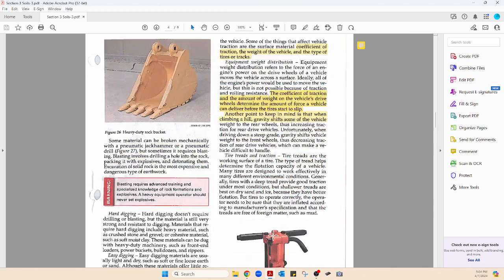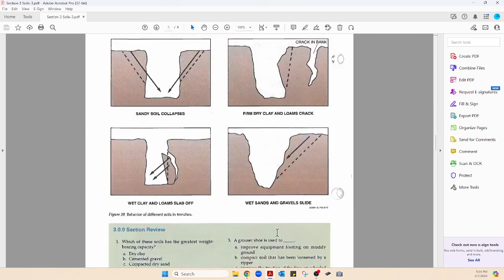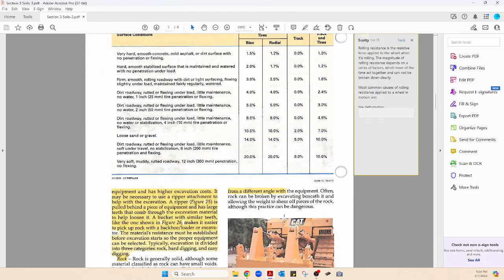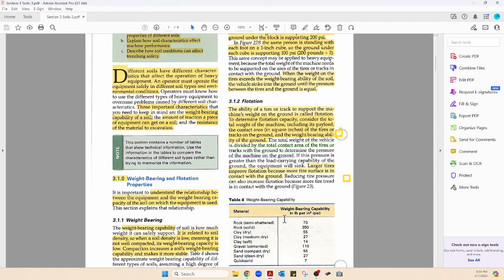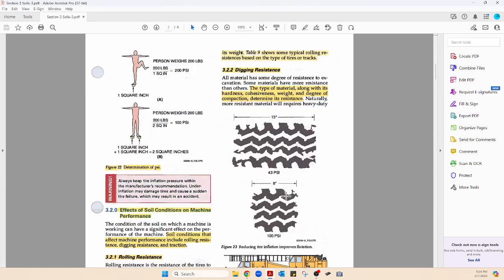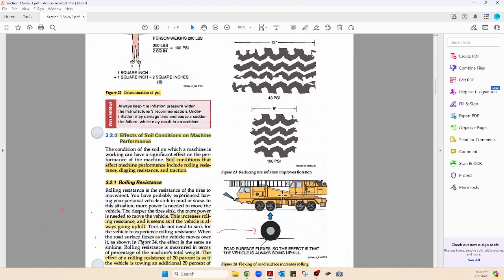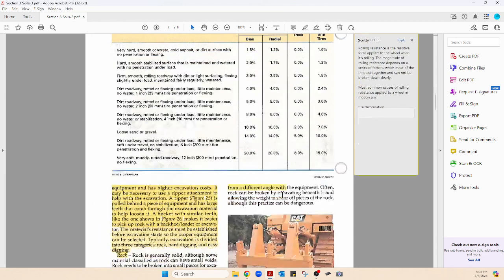Let's see if I have a picture of that. No, I don't. It's here somewhere. I just hadn't come across it yet.